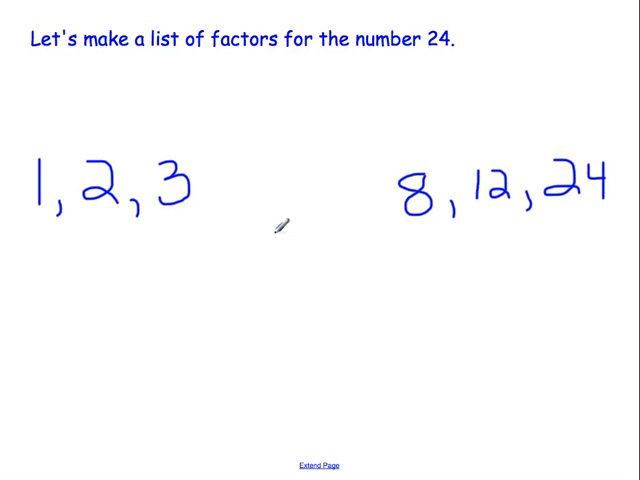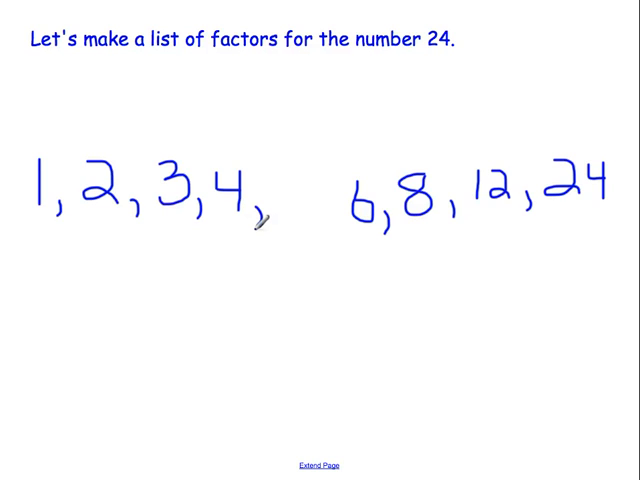Move on. Is 4 a factor of 24? Well, 4 times something? Yes. 4 times 6, we know, is 24. So I'm going to put 4 on my list and 6. That's its pair. Is 5 a factor of 24? No. 24 does not end with a 0 or a 5. So 5 is not a factor. At this point, we don't need to go any farther.